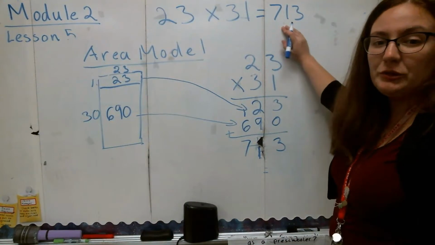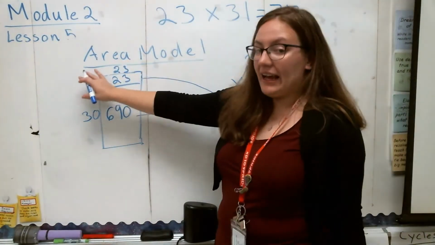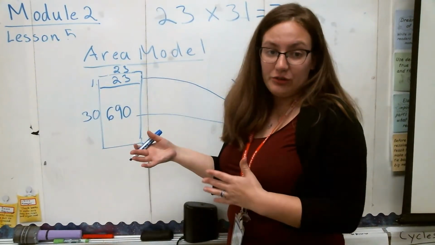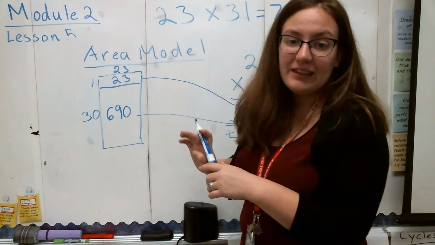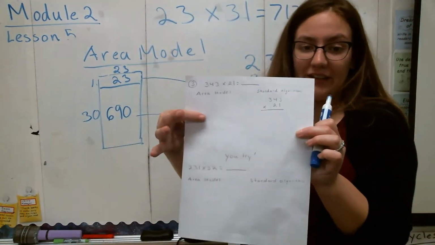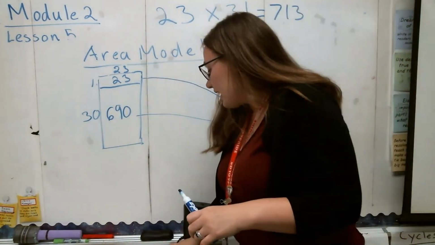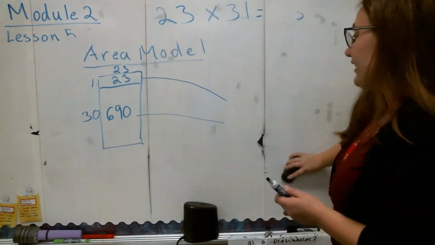Now, normally, you probably would look at this problem and think, I can't do that mentally. But just by setting up the area model, you could do it mentally by just using the facts that you know and by breaking down the numbers. Let's move on to our third problem together. It's right here on the back. And you'll get an example of how this all works, but with a bigger number.